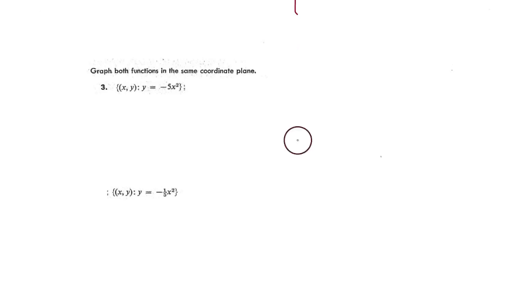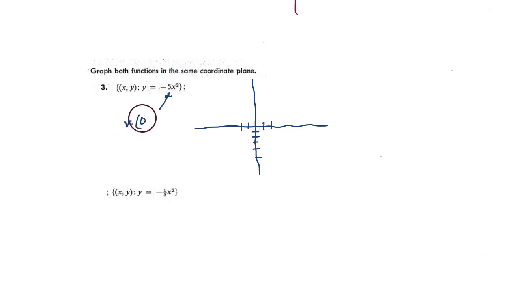Next one, graph two functions on the same coordinate plane. Let's get some marks on there. And focus on this first one. With no x term and no constant term, the vertex is at 0, 0. Then look at the value of a, which is -5. So when x changes by 1 unit, you drop down -5 units. And draw in a U-shaped parabola.